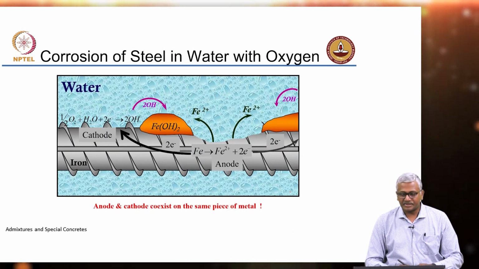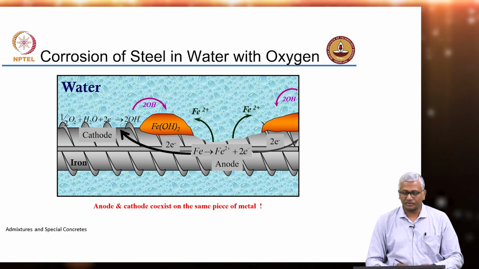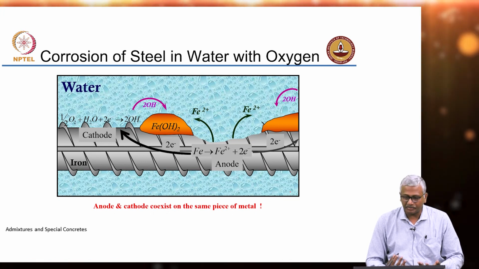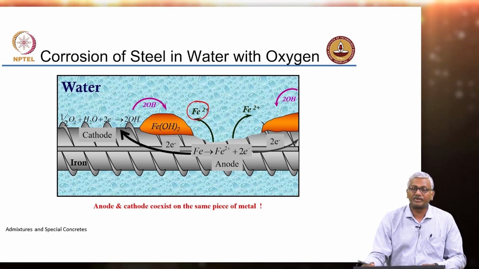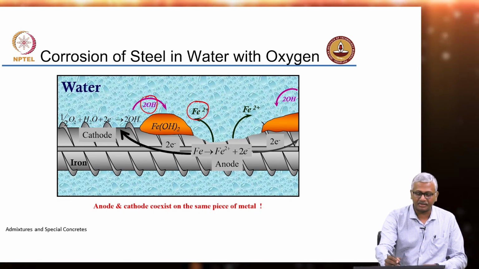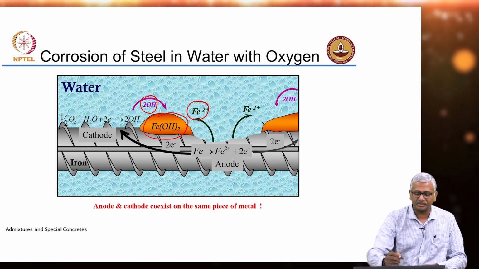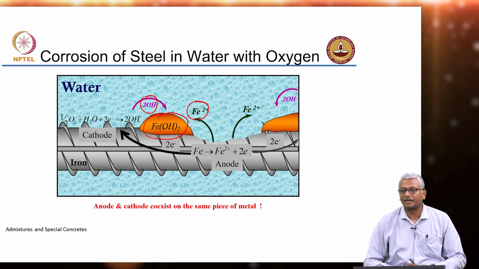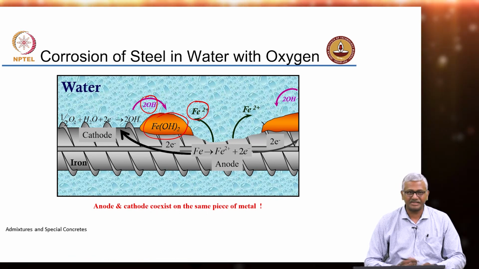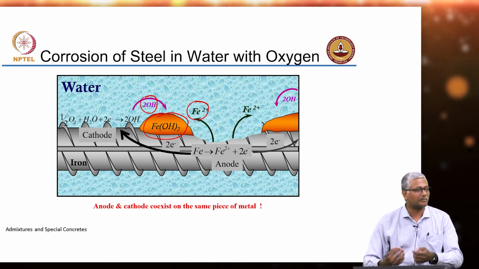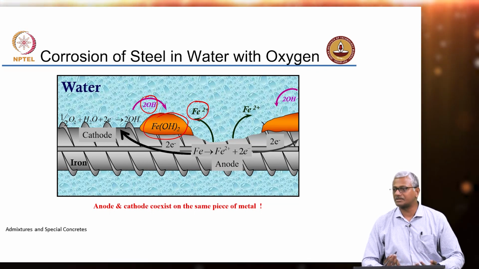Now, again, just steel in water with oxygen will have corrosion happening. Obviously, you have the anodic reaction letting out your ferrous ions, you have the cathodic reaction which gives hydroxyl ions, and then the combination leads to the formation of what we call as, what do we call it? Ferrous hydroxide, yes, but what is the common name? Rust. Yeah, the corrosion product is called rust.